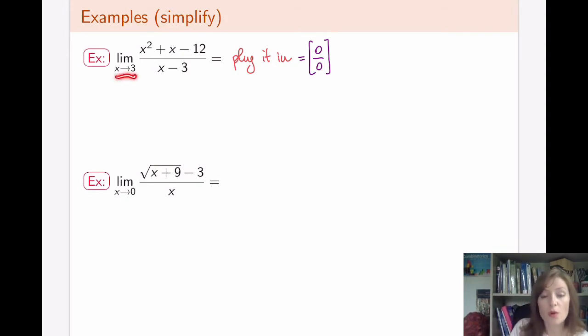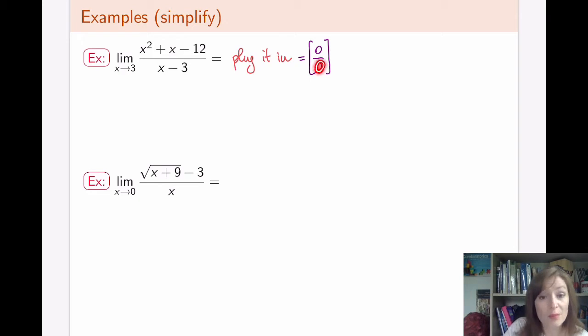I'm not really supposed to be plugging in 3. Limit is what happens around 3. So this isn't really 0, it's a number close to 0, and I have no idea how close it is. In particular, I have no idea how close it is with respect to this other 0. I don't know what the relationship of these two zeros is. Is the top number much bigger than the bottom number or the other way around? Okay?